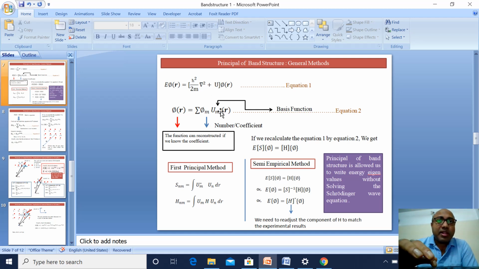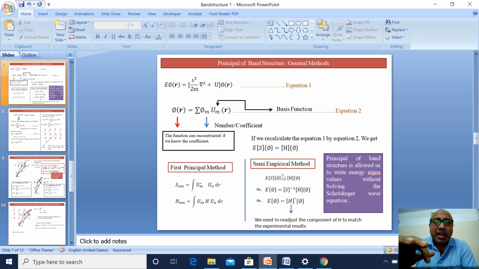And U_m(r) is this kind of basis function, where phi_m is nothing but numbers, or coefficients. If you know the basis function and you know those coefficients phi_m, then you can reconstruct your wave function. That's the idea. Now if you put it back into the original Schrodinger equation and recalculate, you'll get the expression E S phi = H phi.